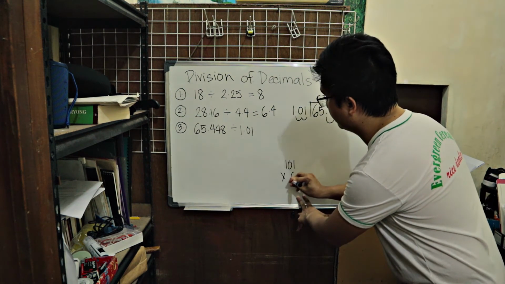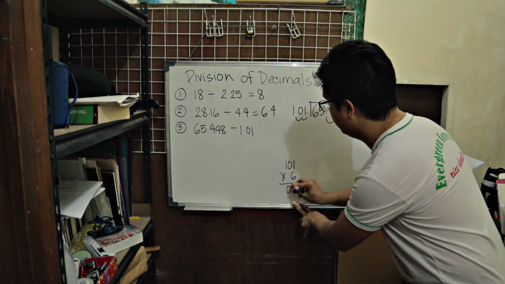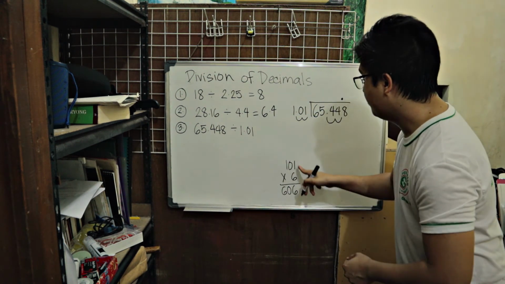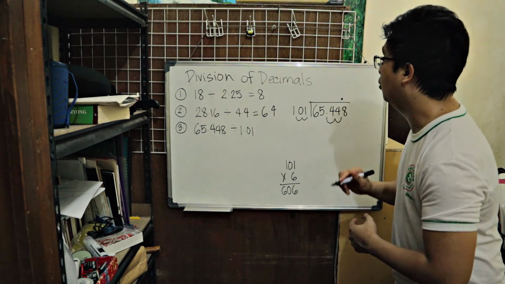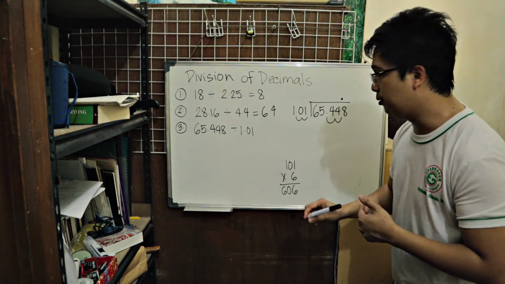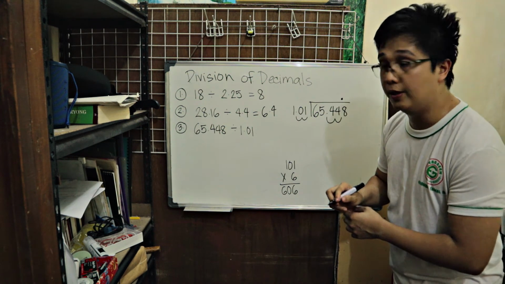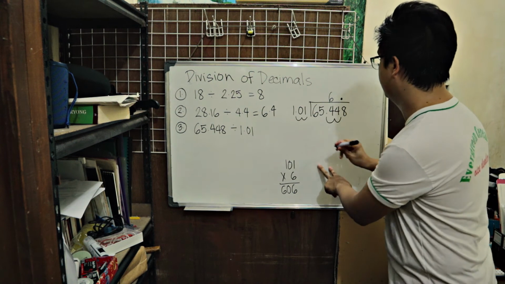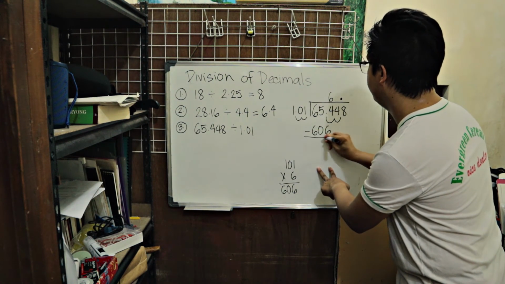times 6. 101 times 6, 6 times 1, 6. 6 times 0, 0. 6 times 1, 6. 606, di ba? If 101 times 7 na siya, mas 707 na siya, which is more than 654. So what we need to do is we will write 6 over here. 654 divided by 101 is 6. 6 times 101 is 606. So i-minus mo na sila.